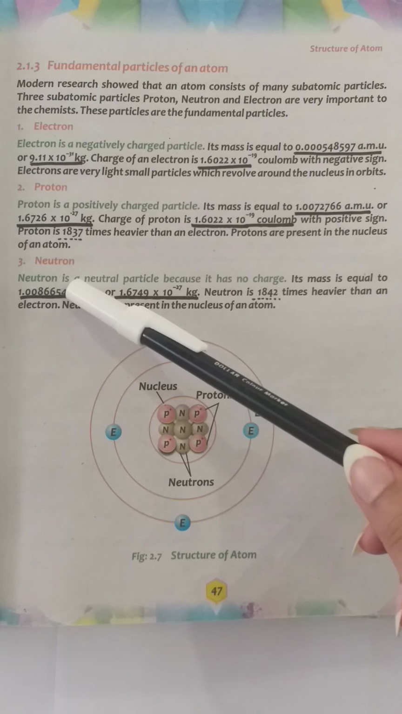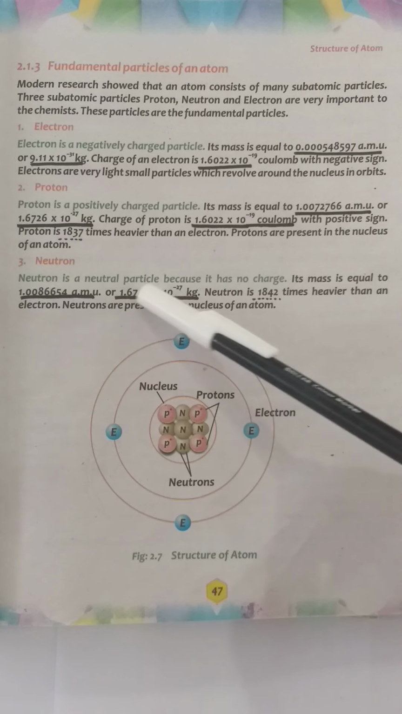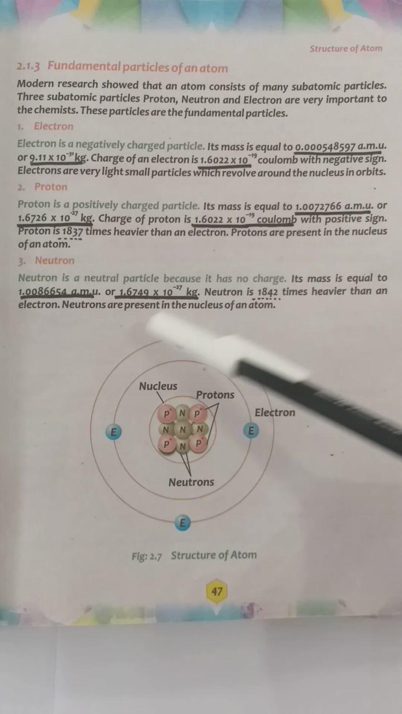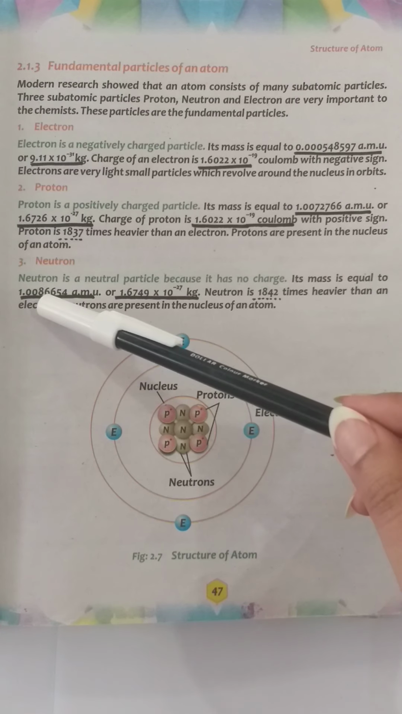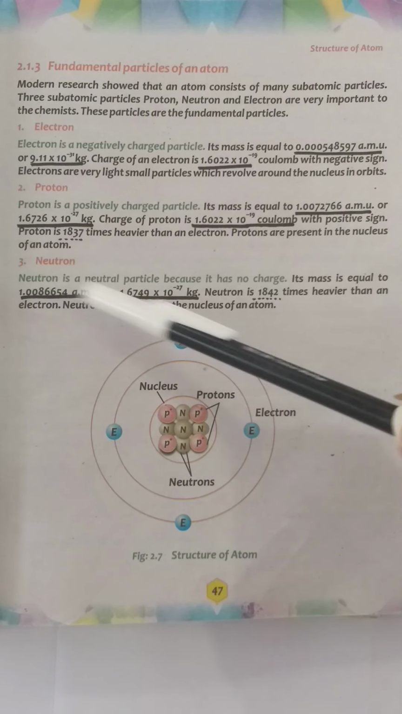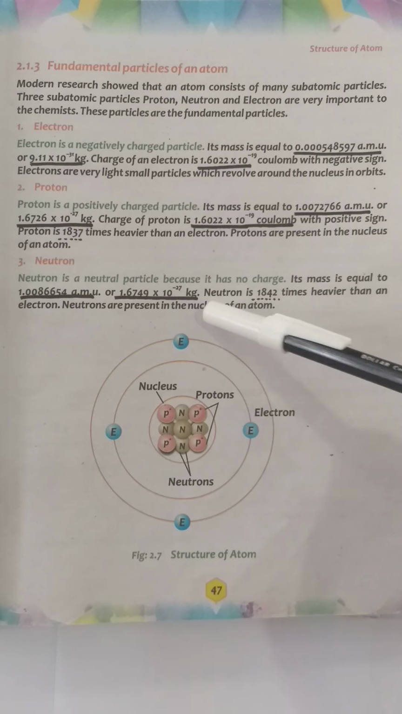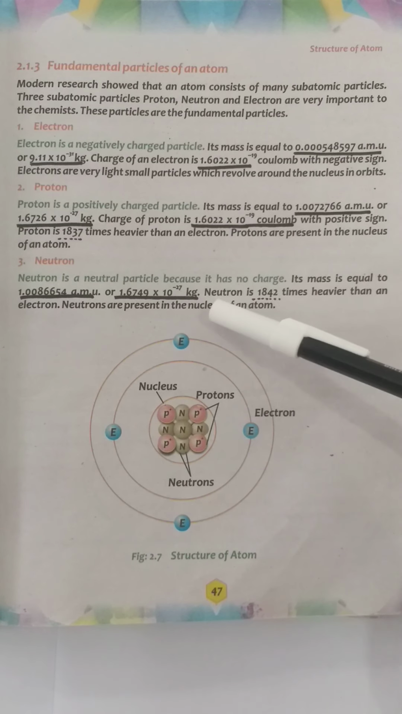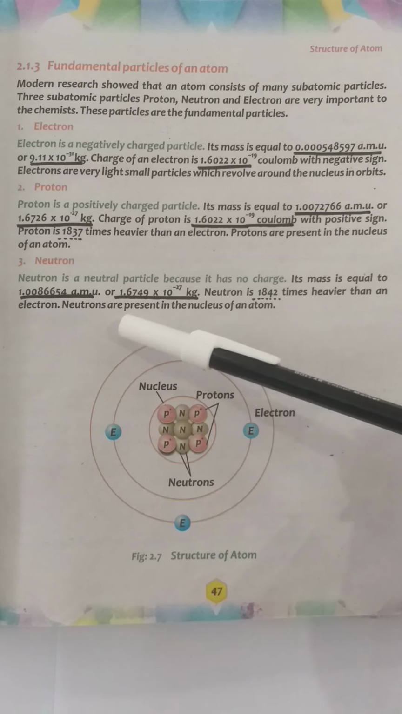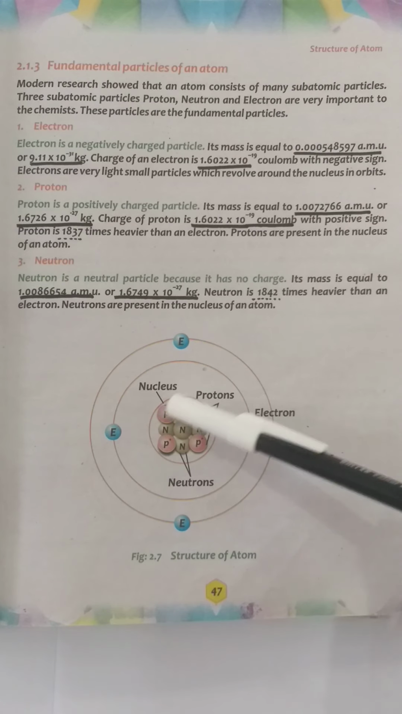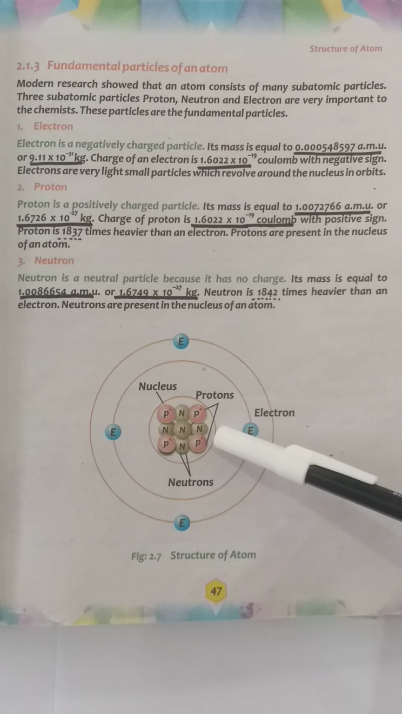The next subatomic particle is the neutron. Neutron is a neutral particle because it has no charge. Its mass is equal to 1.0086654 AMU. Again, underline this. This is the mass in AMUs and this is the mass in kilograms. Now, neutron is 1842 times heavier than an electron. Neutrons are present in the nucleus of an atom. You can see that neutrons are present here with the protons inside the nucleus.